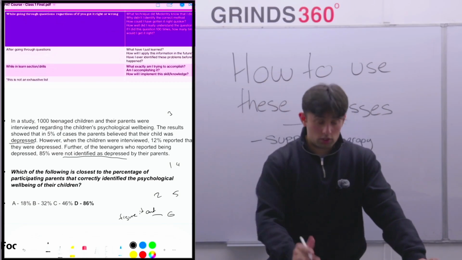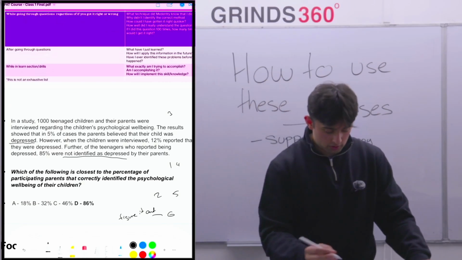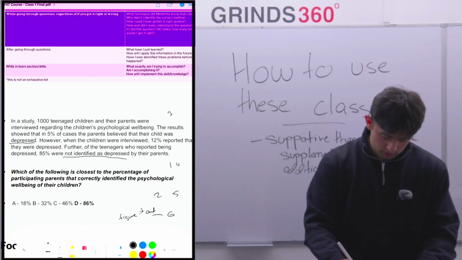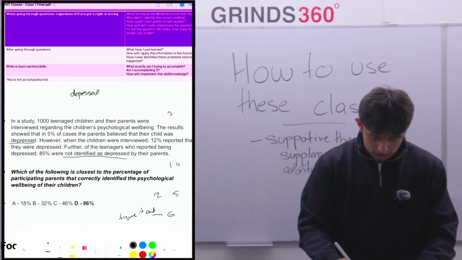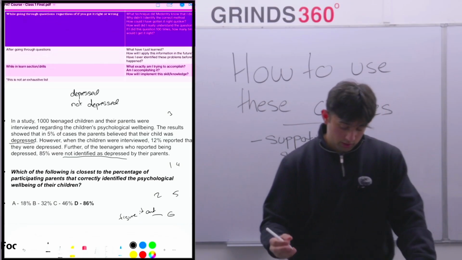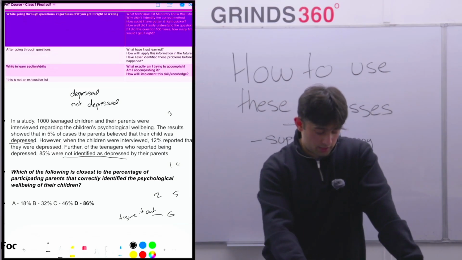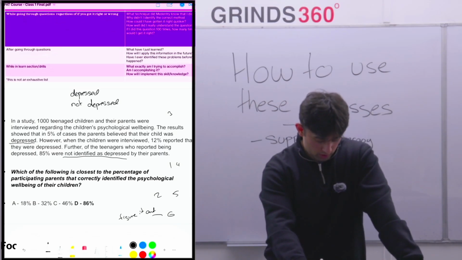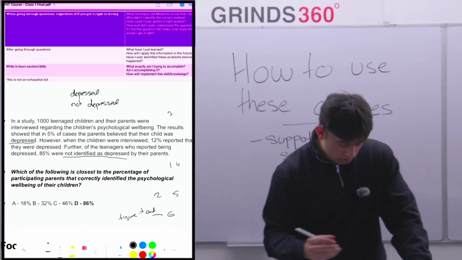So now you realize there's only 2 options, okay? Either somebody is depressed or not depressed, okay? So they're either depressed or they're not depressed, okay? And now I want you to think, okay, they say that in 5% of cases, the parents believe that their child was depressed. So what hidden rule is in there?